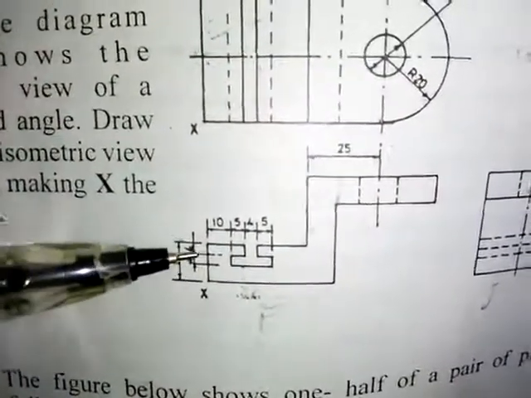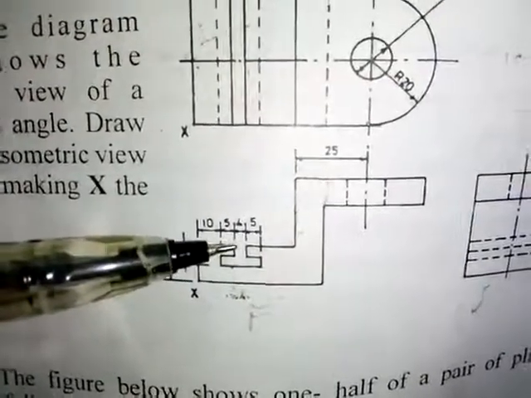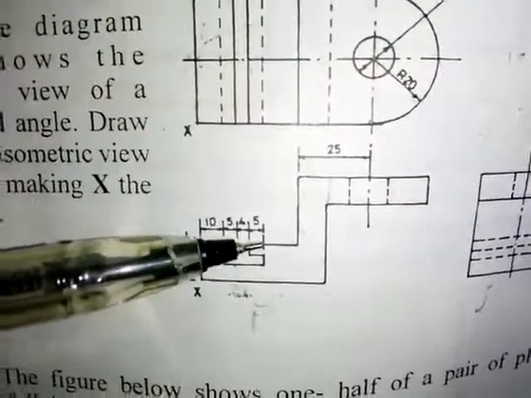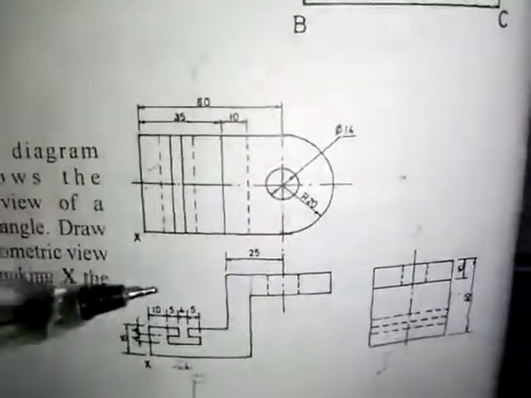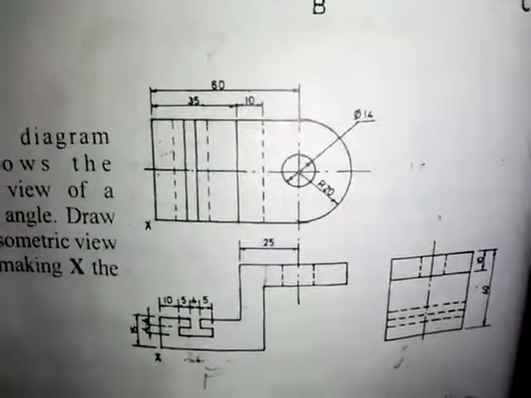And from here to here is 4. From here to here is 4. From here to here is 10. From here to here is 5. From here to here is 4. From here to here is 5. And then the distance from here to here is 25. So we need to take note of that.